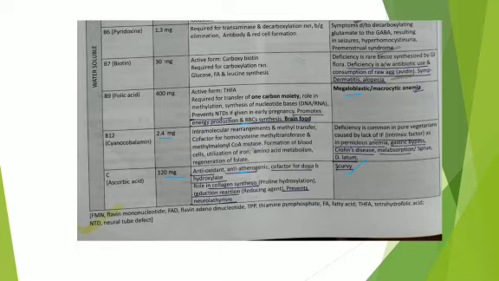Vitamin B9, folic acid, another water-soluble vitamin. Its daily requirement is 400 micrograms. Its active form is THFA, that is tetrahydrofolic acid. It prevents neural tube defects in neonates if given in early pregnancy. It promotes energy production, RBC synthesis, and is brain food. Its deficiency leads to megaloblastic and macrocytic anemia.